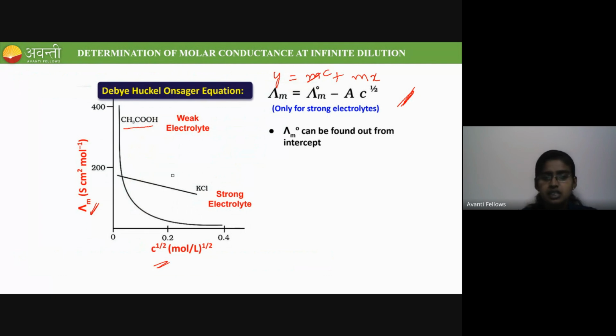M is the slope and slope is A here. And lambda m naught is the intercept. So here is the intercept only for strong electrolyte. This is the intercept and this value is lambda m naught, and if I take the slope of this line, I will get A. So this is the equation from which we are getting this type of curve. Got it? You can find out the molar conductance at infinite dilution using this graph.